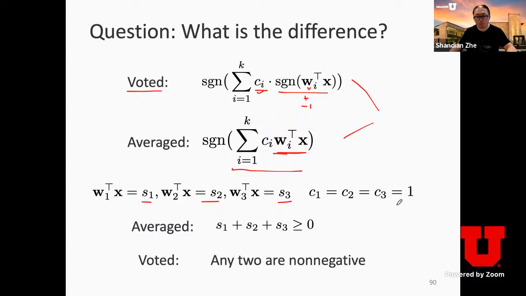If we use average perceptron, in the prediction step, we do the voted summation of the prediction scores. Meaning that we calculate C1 times S1, C2 times S2, C3 times S3, which is just S1 plus S2 plus S3. And we determine the final label to be positive if their summation is non-negative.